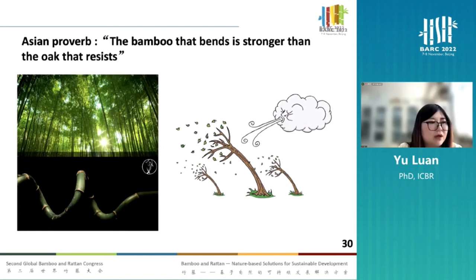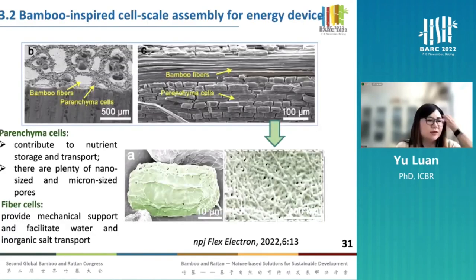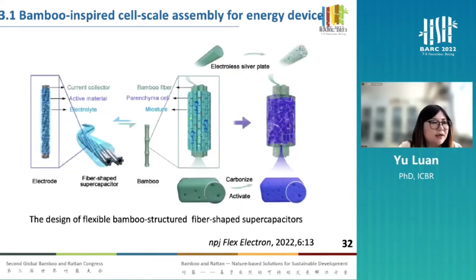And bamboo is a very flexible material. We have tapped its potential in this regard. Bamboo is very strong, and though it is very flexible, it can bend. So we have developed some very advanced material. It is like a coat surrounding the cells. And also here, you can see a lot of holes. These holes provide channels for the exchange of matter, and also it can store energy.